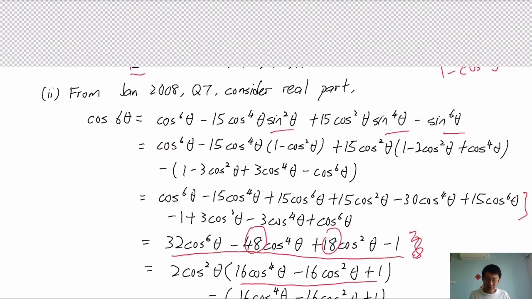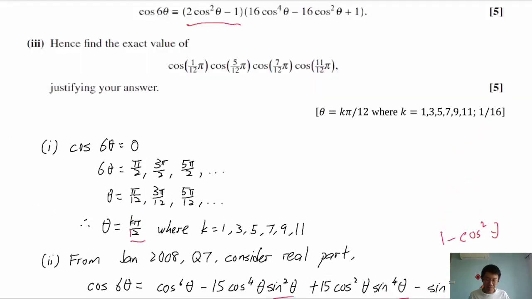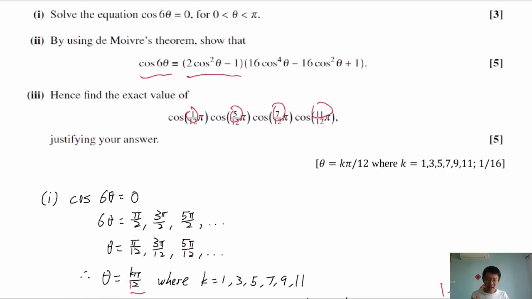If we look at the question again for the third part, so hence find the exact value of all this. We have 1, 5, 7, and 11. This actually comes from all this, the cos 6 theta and also cos 6 theta equals 0. So they are actually all related.